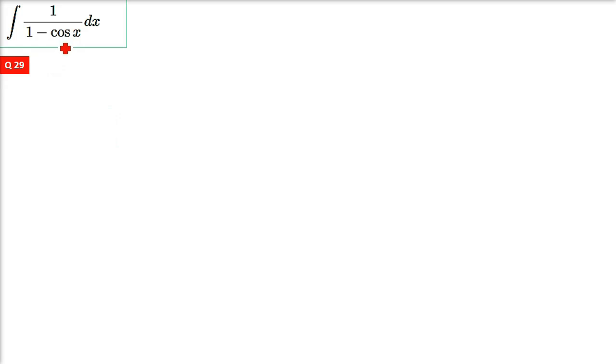Now we have integration of 1 by 1 minus cos x and integration of 1 by 1 plus cos x. Both of them need rationalization, because the next question is coming like that only. So you understand it very well. Let us resolve it, then we'll start integrating. 1 by 1 minus cos x. 1 by 1 minus cos x has to be rationalized.